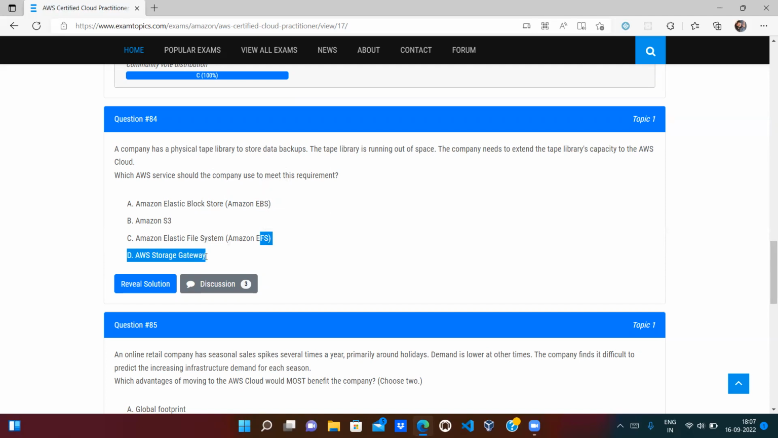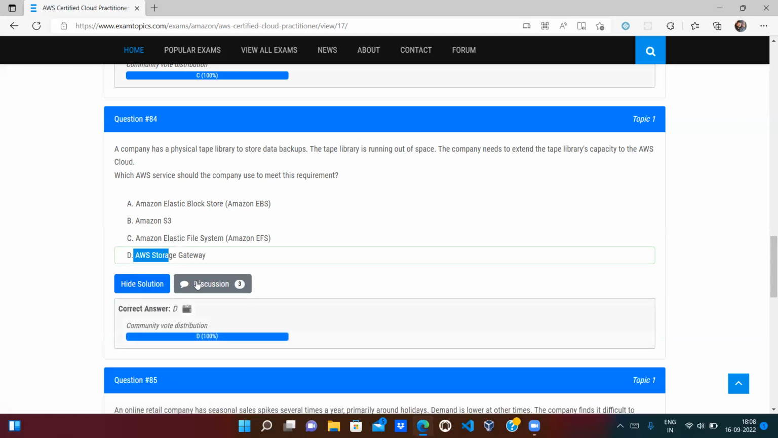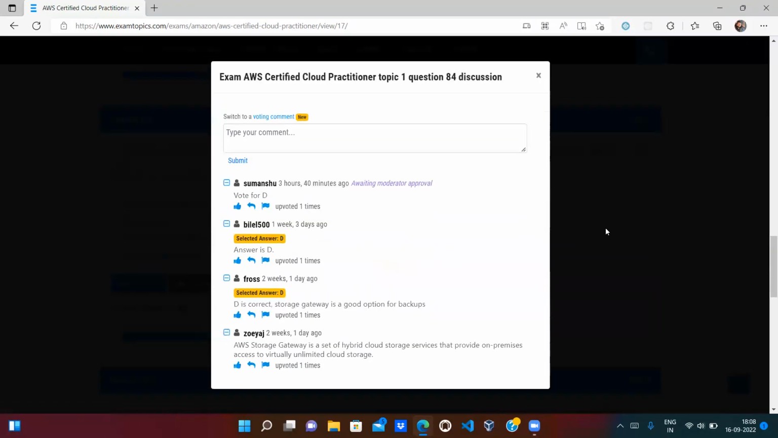Storage Gateway is where, from on premises, you can access the storage services on the cloud. The question looks like this: you are on premises, using the tape, but it is running out of space and could get full at any time. So you want to extend that to AWS services from on premises. So it could be AWS Storage Gateway. So option D looks correct.